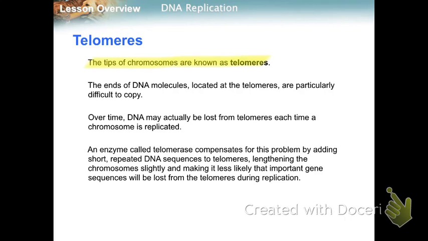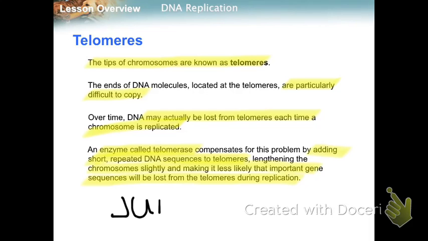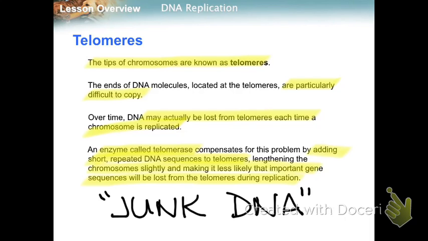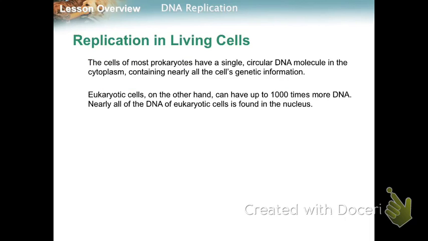The tips of chromosomes are known as telomeres. The ends of these DNA molecules are really difficult to copy. DNA might get broken off each time a chromosome is replicated. An enzyme called telomerase adds short DNA repeats to the telomeres, lengthening the chromosome slightly and ensuring that when something gets broken off at the end, it's just junk DNA. It's not from a gene. We call this, like I said, junk DNA. Junk DNA is at the ends of the chromosomes and also in between genes. We'll come back to junk DNA later.